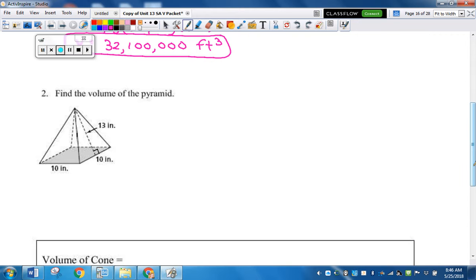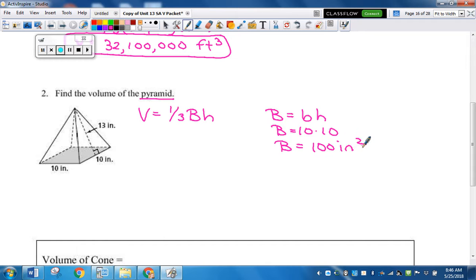Alright, same idea here. On volume of the pyramid, you should recognize it as a pyramid. Volume equals 1/3 big BH. This time they don't give us big B. But we know our base, it looks like it's a square. So base times height, length times width, size squared, whatever you want. And your base and your height are 10 by 10. So the area of the base, 100 inches squared. Alright, and then we bring it back over, so volume equals 1/3, big B is 100, oh, the height.